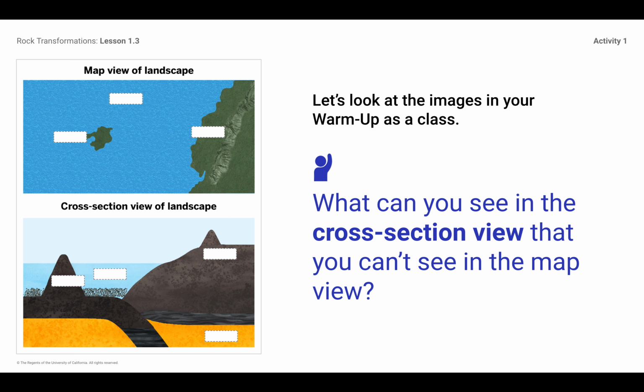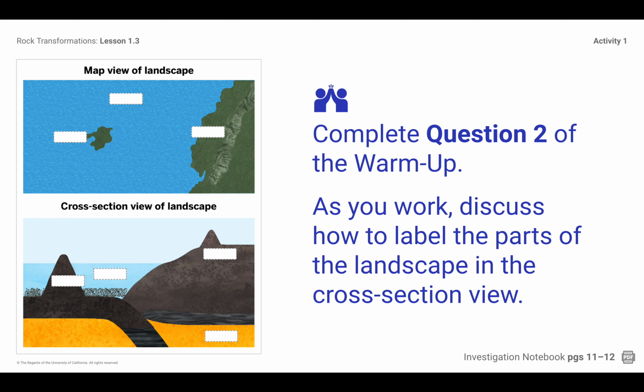The kids and I talked real quickly about the difference between a map view and a cross section view and what things you can see in a cross section view that you can't see in the map view. And obviously, it's the bottom mantle. Anything below Earth's outer layer, we can't see unless we've got a cross section. So that's the point of the cross section.